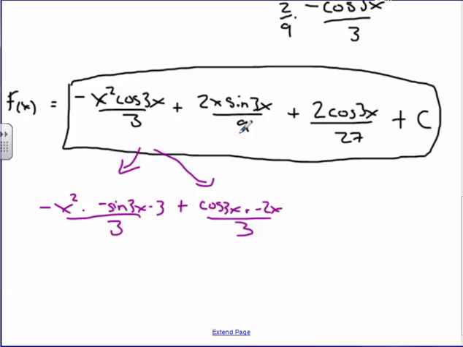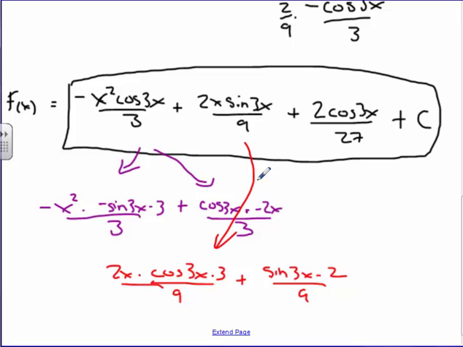Then this next one here has a similar issue, so it'll be the first times the derivative of the second, plus the second times the derivative of the first. So that's this guy right here. And this last one doesn't even require a chain rule. It's just, see, cosine derives to negative sine.